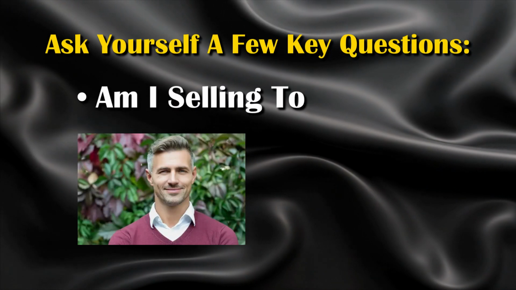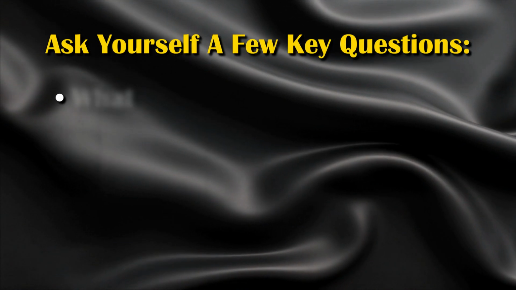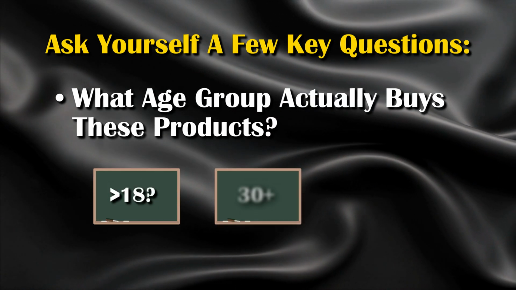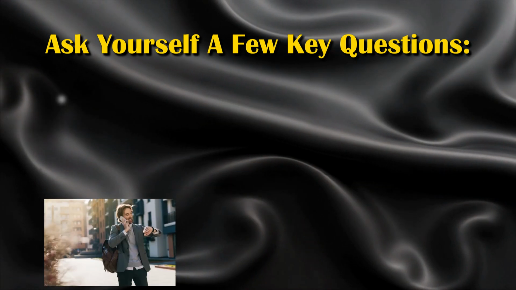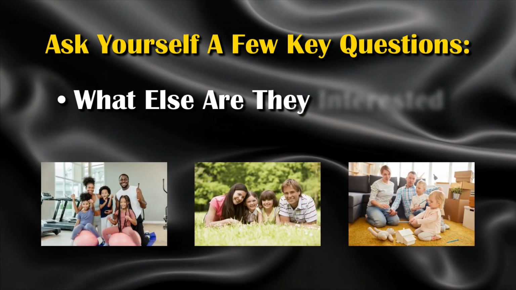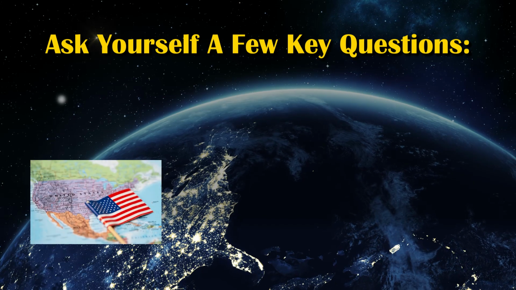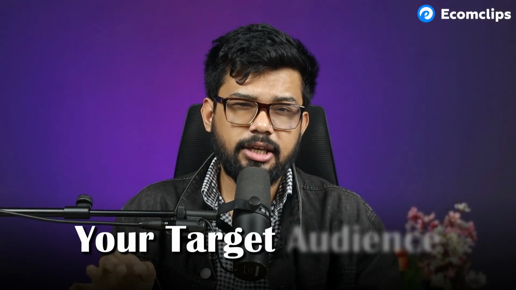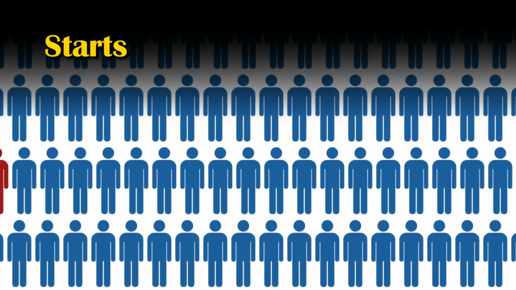Ask yourself a few questions. Am I selling to men, women, or both? What age group actually buys these products? Under 18, over 30, or somewhere in between? What kind of lifestyle do they live? What else are they interested in besides cooking? And most importantly, where are they located? When you answer these questions clearly, your target audience stops being everyone and starts being someone specific. And that's when your marketing actually works.